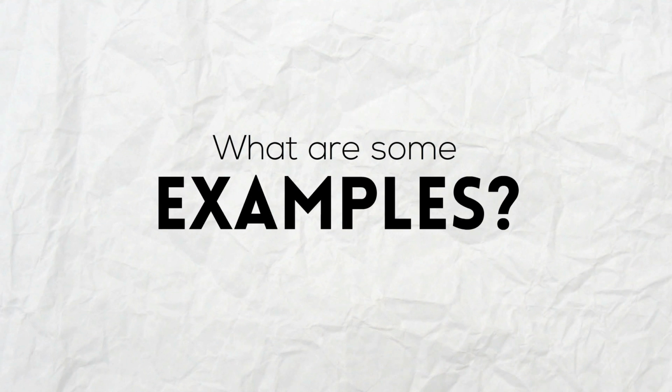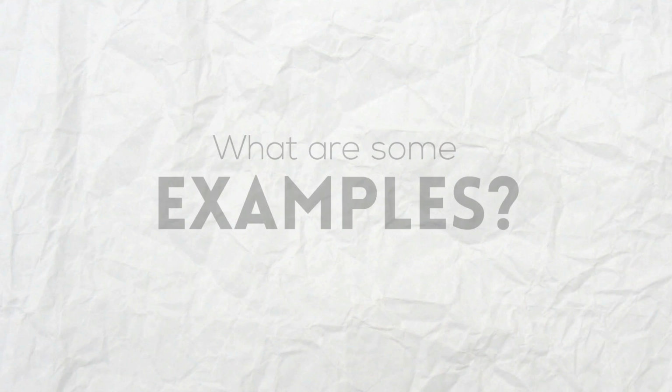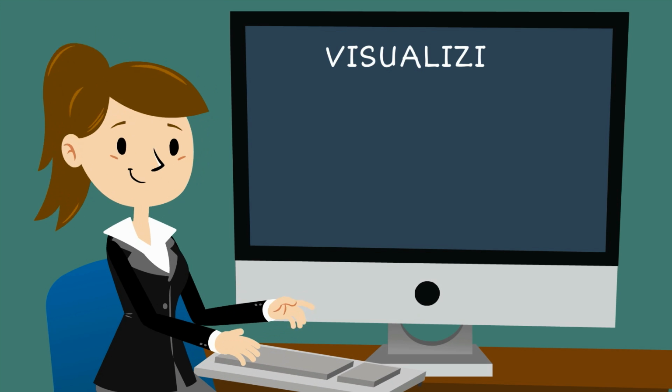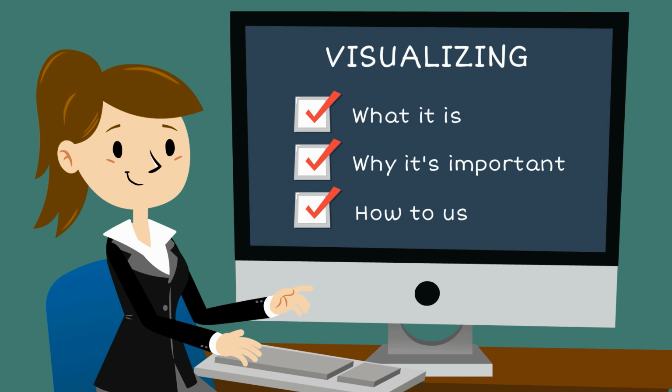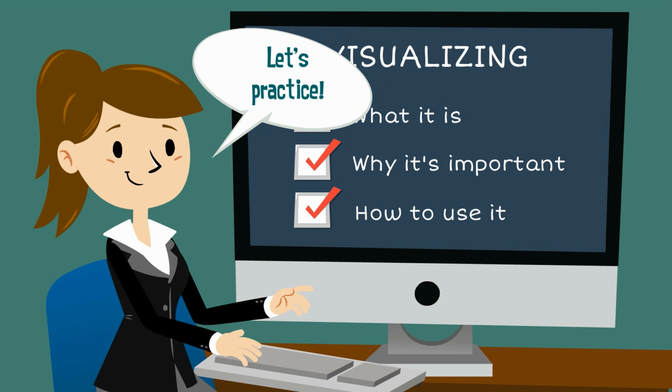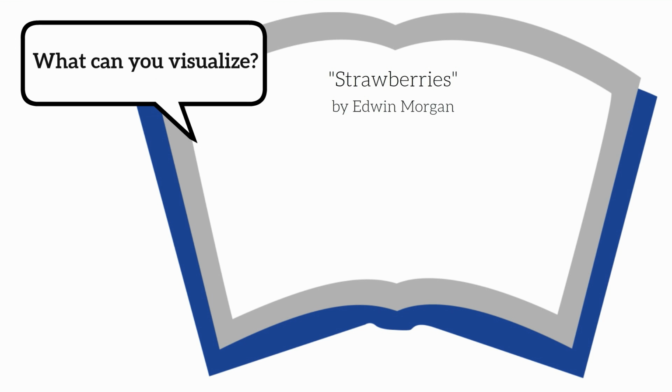What are some examples? Now that we have a good idea of what visualizing is, why it's important, and how to use it, let's take a look at some examples. Put your visualization skills to use as we read Edwin Morgan's poem, Strawberries. Use your imagination to see what is happening in the poem.